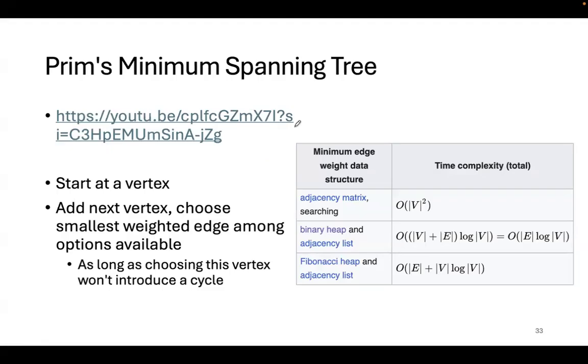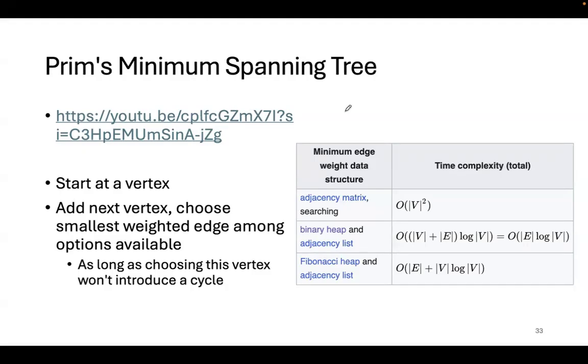Okay, so we'll talk about Prim's. I won't go through the video for this one. We'll do it for Dijkstra, but I think for Prim's and Kruskal's, we'll do the examples instead and demonstrate it that way.